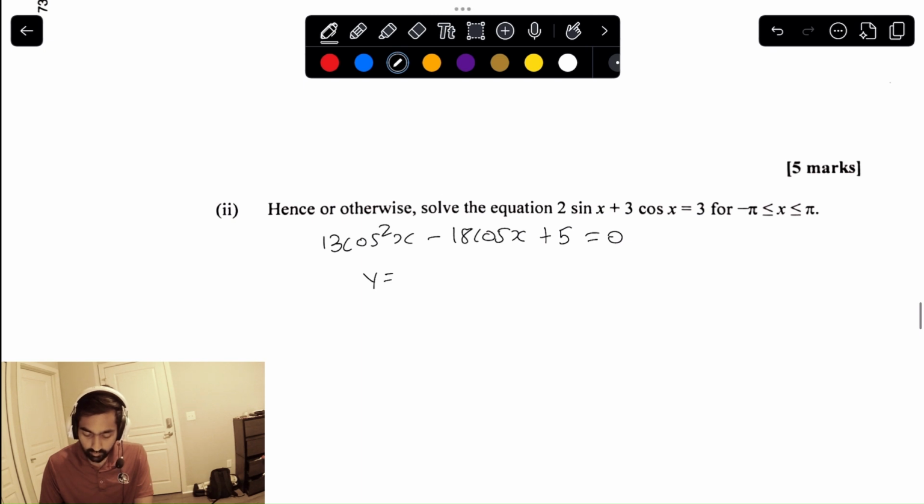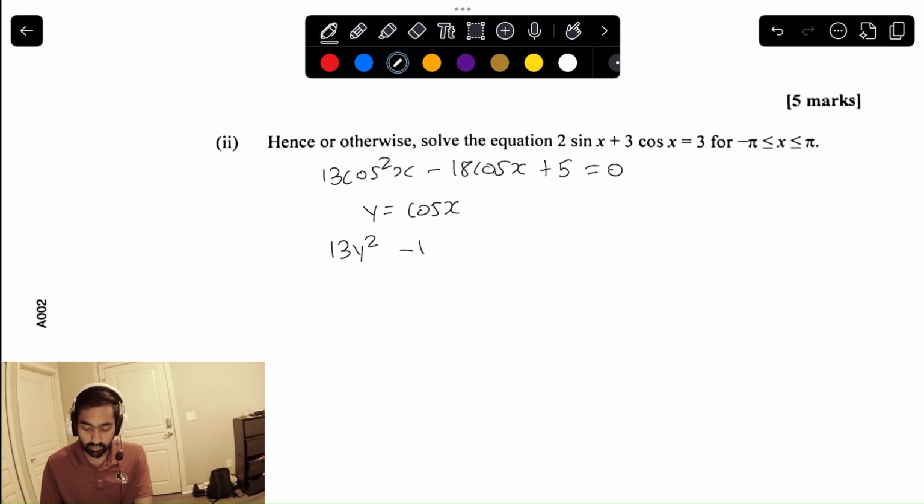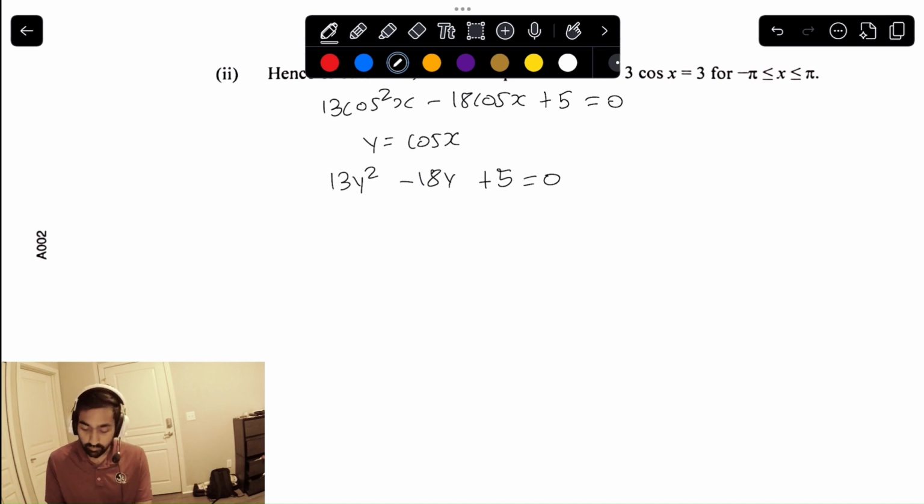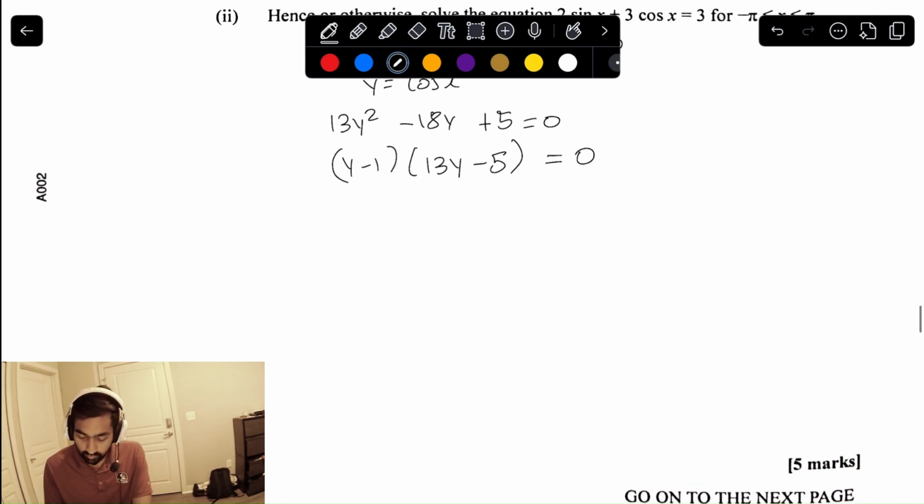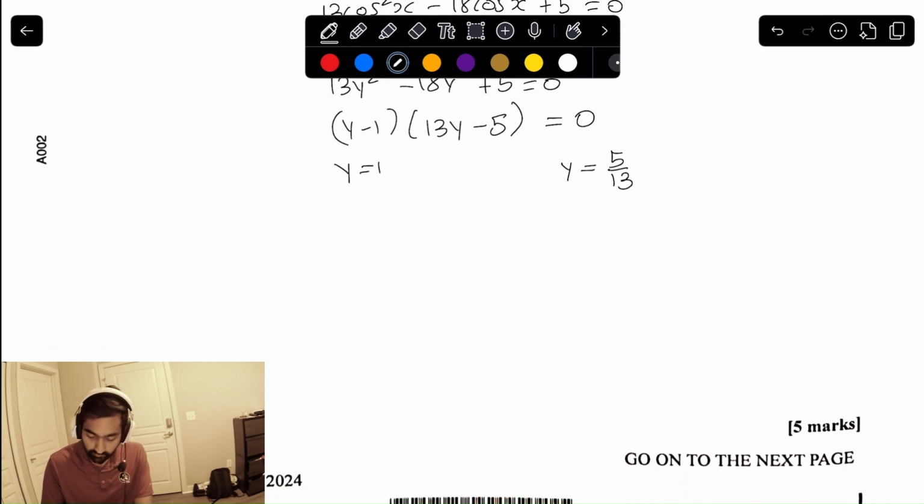If I was to let y equal cosine x, then this is like 13y squared minus 18y plus 5 equals 0. This is a quadratic, solve that however you want. One way that you can do it is you can factorize. If you factorize this, you're going to get y minus 1 times 13y minus 5 equals 0. And that means that the two solutions are y equals 1 and y equals 5 over 13. But we're asked to solve for x, so we can't just leave it like that. So cosine x is equal to 1 and cosine x is equal to 5 over 13.